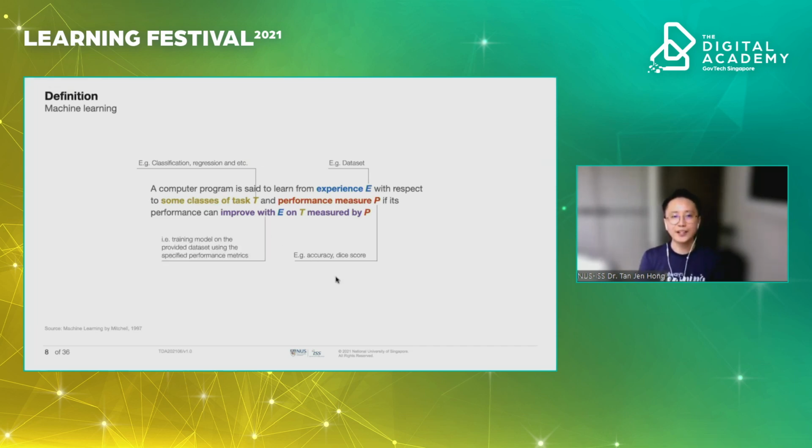Lastly, the phrase "improve with E on T measured by P" is basically saying that the performance of the model improves after the model trains with the dataset that we have. So by now, you should have a clearer understanding of what this definition is trying to say. We are going to encounter these few keywords again and again in later slides.